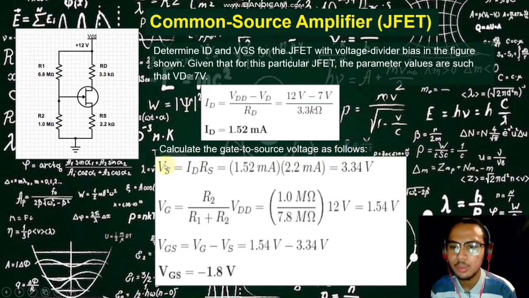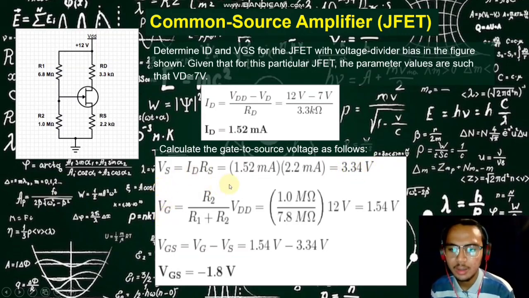Okay, how to find VS? The formula is ID times RS. Okay, ID, we already got 1.52 milliampere, and then times the RS 2.2 kilo ohm, and we will get 3.34 volts for VS.